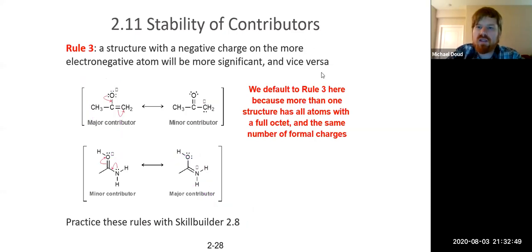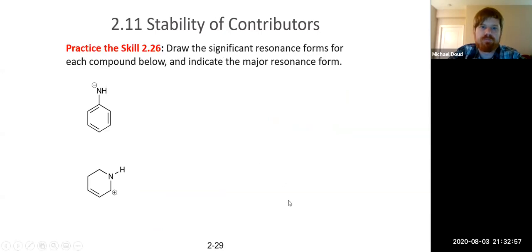Okay, so hopefully that's a little bit of review, but definitely keep working with the skill builder, and we have some of those problems in the sample exercise packet as well. Okay, so here's your practice this skill. Go ahead and draw your significant resonance structures for each of them. We're going to do this in the sample exercise packet, so we'll have the answers there. But this is a good time that you can think it through and work on them.